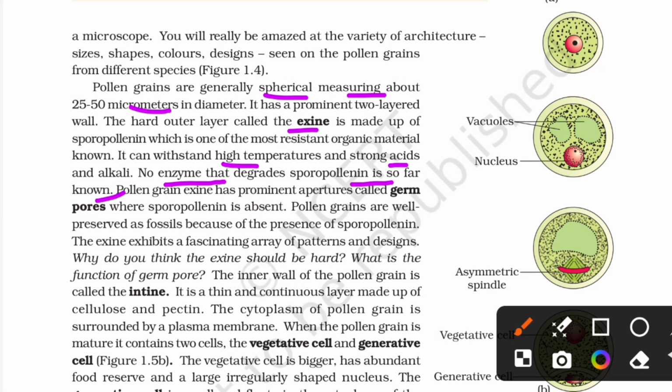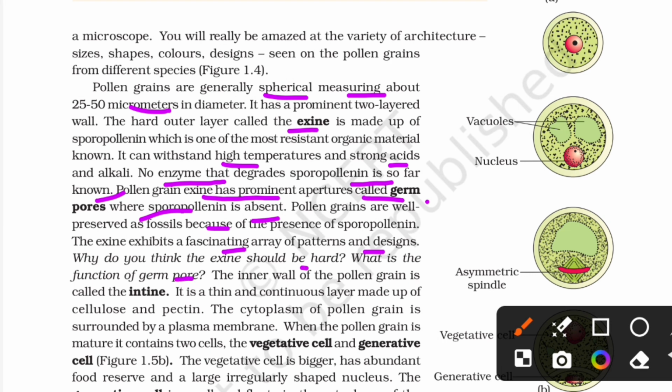The pollen grain exine has a prominent aperture called the germ pore, where sporopollenin is absent. Pollen grains are well preserved as fossils because of the presence of sporopollenin. The exine exhibits a fascinating array of patterns and designs. Why do you think the exine should be hard? What is the function of the germ pore?